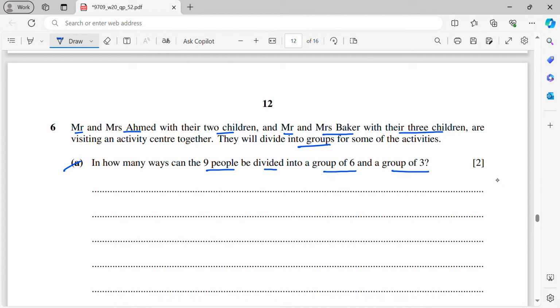Okay, so basically there are a total of 9 people. So now first group 6, second group 3. That means it will be just 9 choose 6, and 3 choose 3. Because after you have chosen 6 from the 9, there are another 3 left. So the other 3 automatically will be in one group. So this is 84.